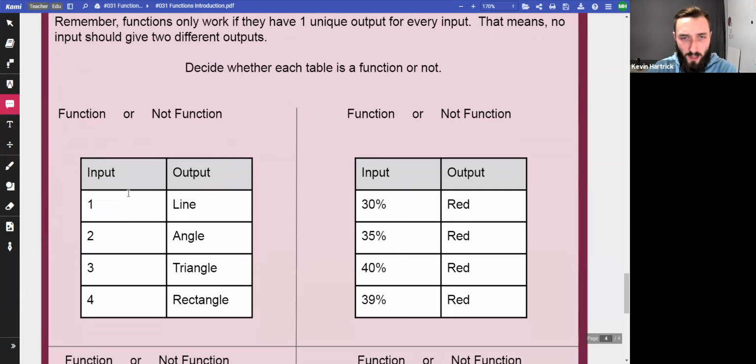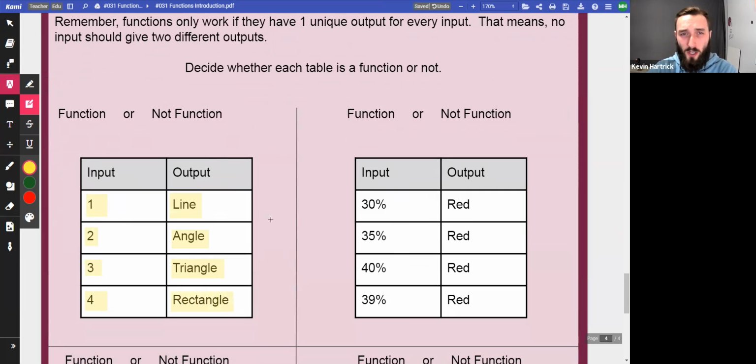So let's look at the first one here. We have our inputs, okay? Input of 1 gives us line, okay? Input of 2 gives us the word angle. Input of 3 gives us the word triangle. And input 4 gives us the word rectangle, all right?